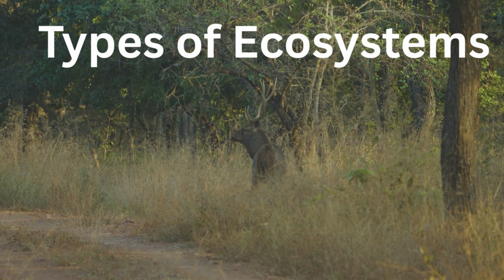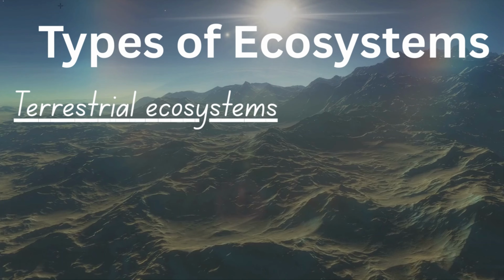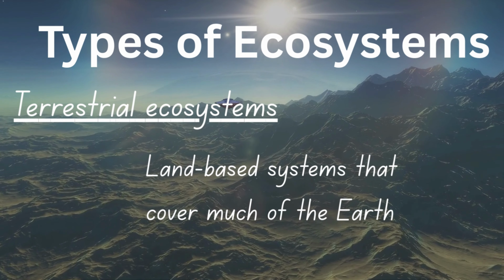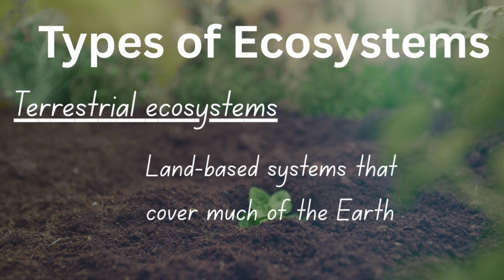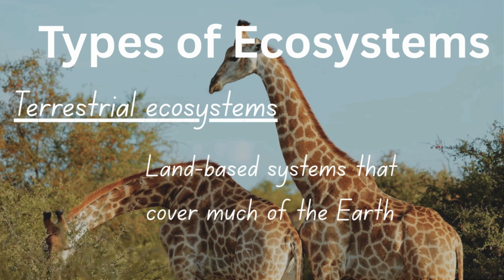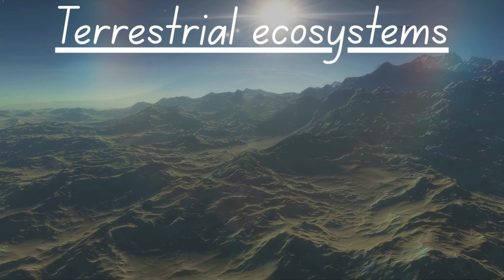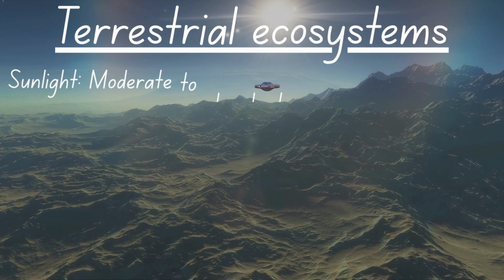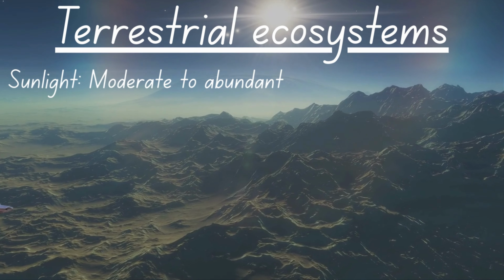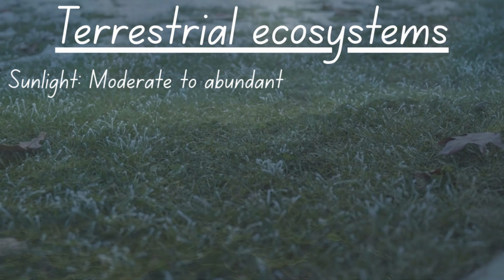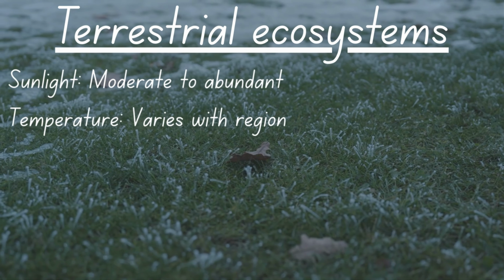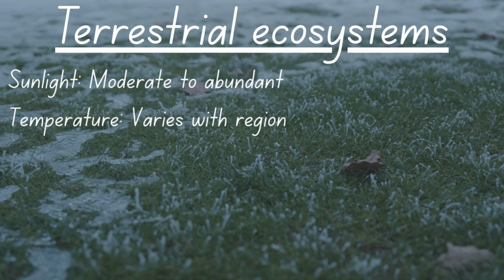Now, let's begin with terrestrial ecosystems, the land-based systems that cover much of the Earth. These ecosystems are shaped by the climate, soil, vegetation, and the interactions of the organisms that inhabit them. First, let's talk about abiotic factors. Sunlight is usually moderate to abundant, enough to sustain plant growth and provide energy for the entire ecosystem. Temperatures vary depending on the region, with seasonal changes that influence the activity of plants and animals.